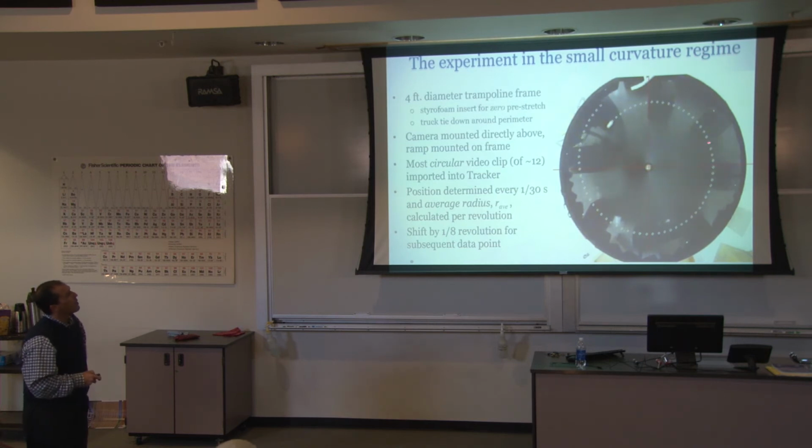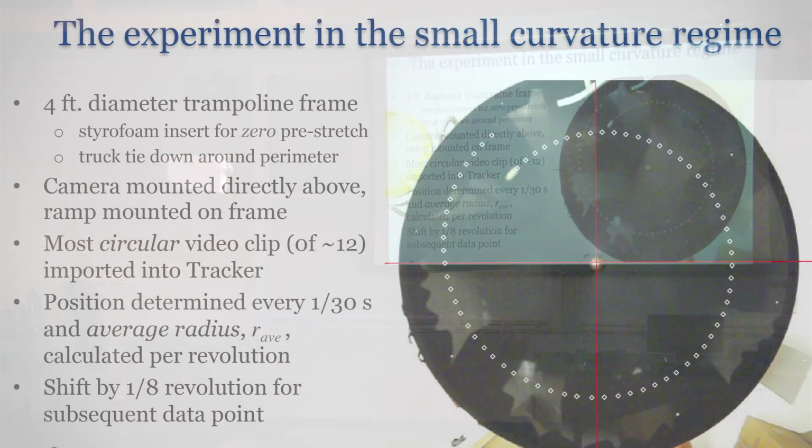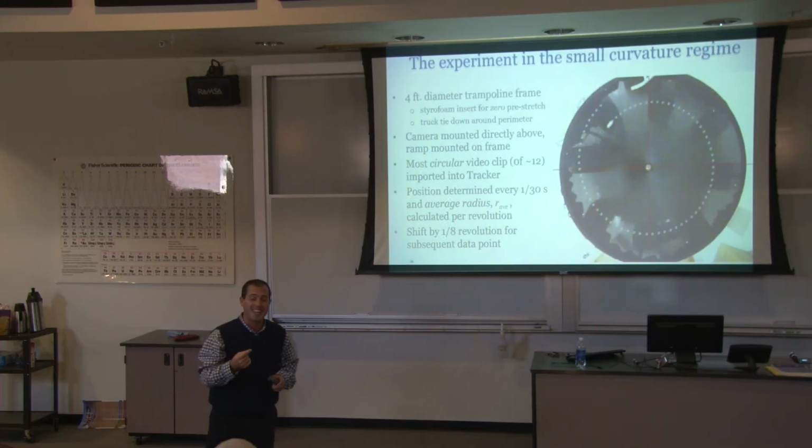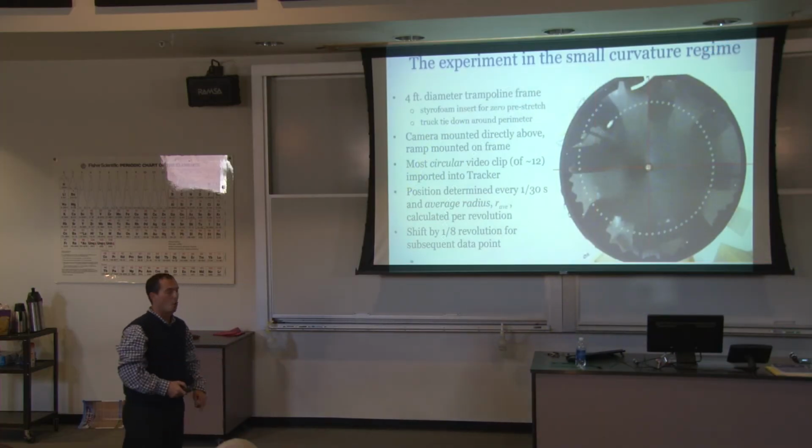Here's the fabric. You're seeing a picture taken from when the camera is mounted directly above, looking down onto our 4-foot diameter frame. As you can see on the outside, here's a little ramp. We mounted it to the outside perimeter. What this allowed us to do effectively was to control our initial conditions. We could control our initial radii and our initial speed so we can get nice circular-like orbits.